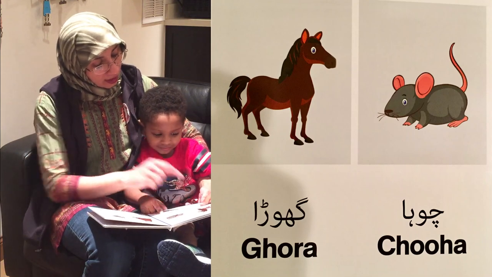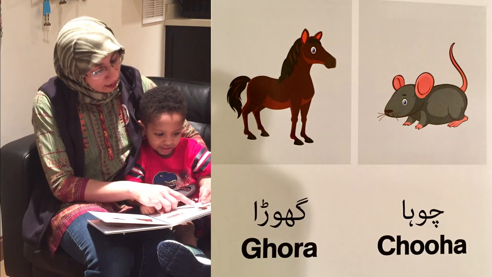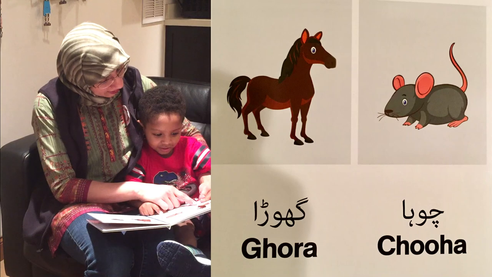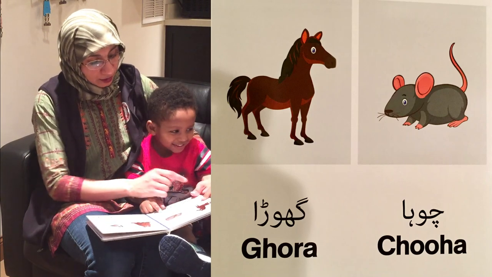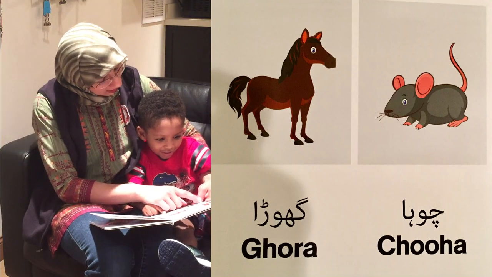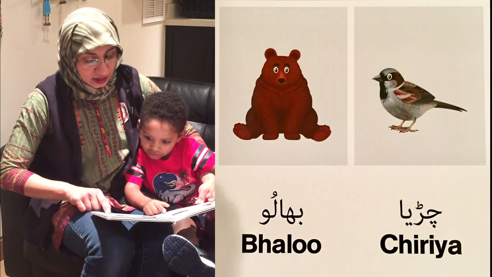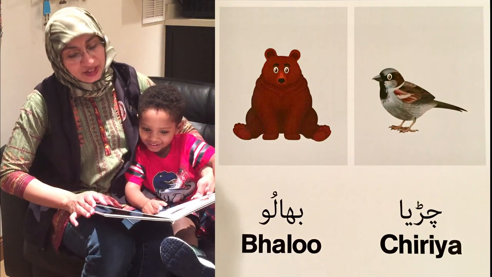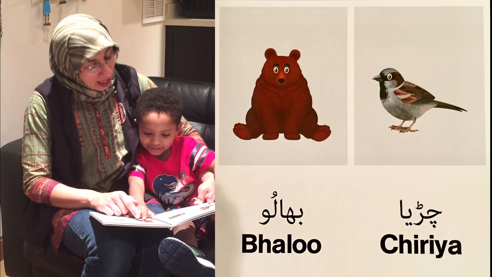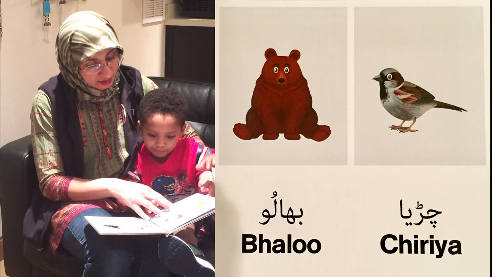Ye kya hai? Ghoda. Ghoda is horse. It's neigh, neigh. Ghoda. Ye kya hai? Chiriya. Chiriya is a bird, friends. And ye kya hai? Bhalu. Bhalu is a bear.